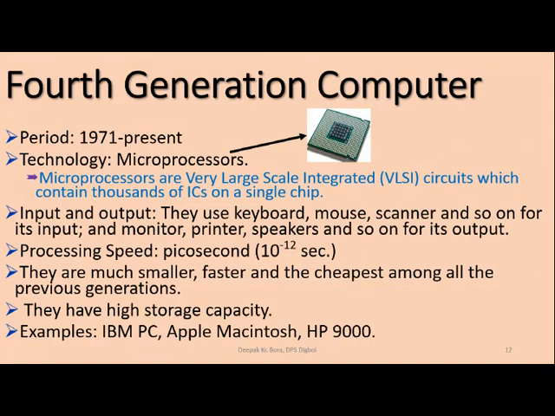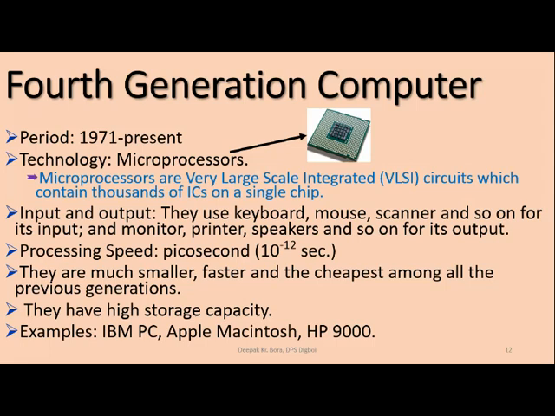Fourth generation computer. Fourth generation computer evolved after the invention of microprocessors. Period: 1971 till present, it is still continuing. Technology: microprocessors. Microprocessors are very large-scale integrated circuits which contain thousands of ICs on a single chip. Because of this, the fourth generation computer is smaller than that of the third generation computer.